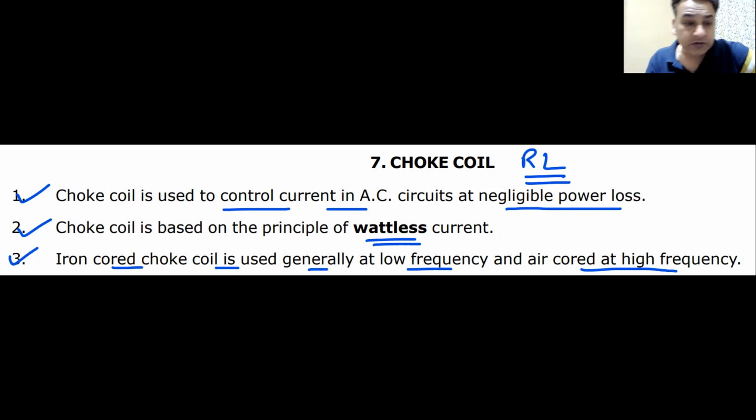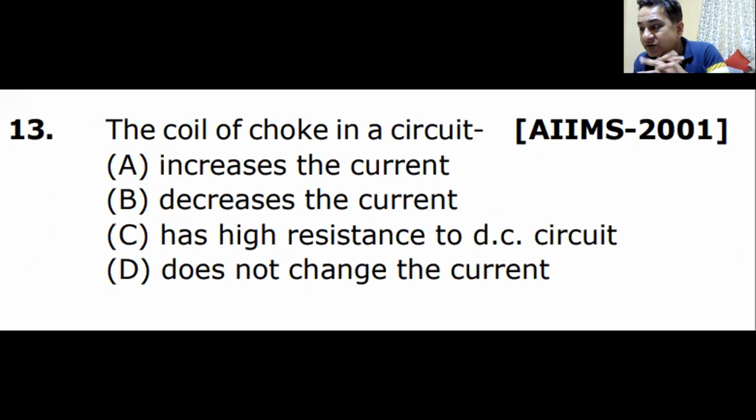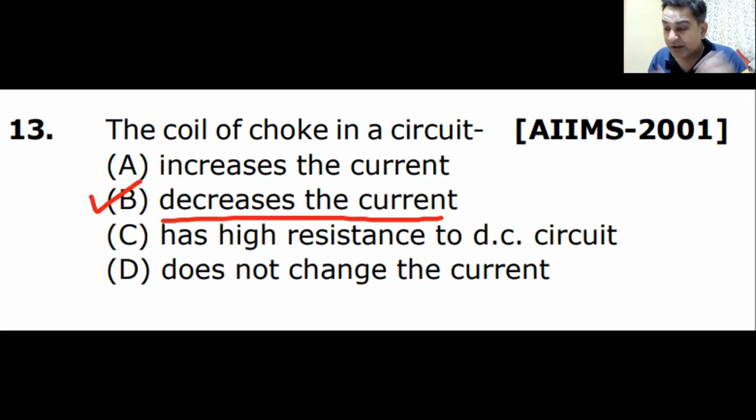Now, we move on. I hope you have written this. Now we move on to a question, and this question came in AIIMS 2001. The coil of a choke in a circuit. What does it do? Increases the current, decreases the current, has high resistance, does not change the current. And remember, the answer for this one is any choke that you put, it decreases the current, it regulates the current. That means it decreases the current.